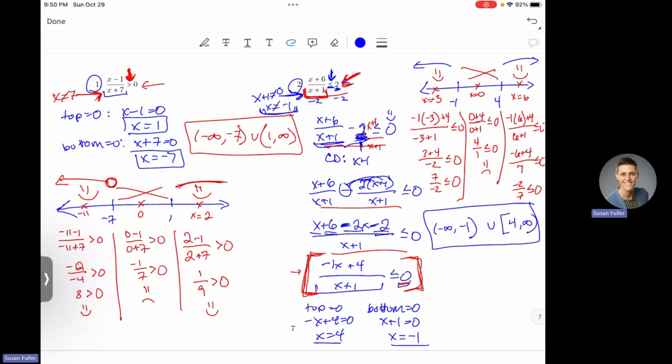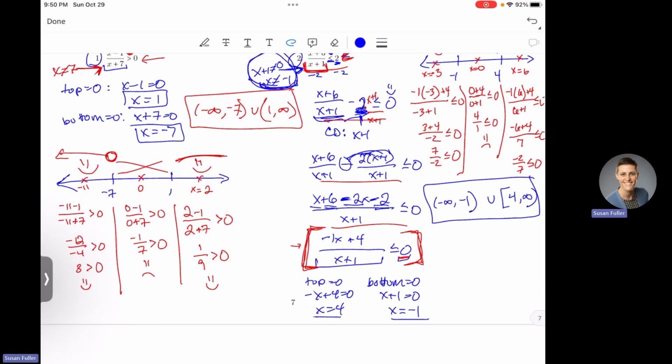So be very careful with your brackets and your parentheses in here. Let your inequality symbol drive your brackets or your parentheses as usual, except make sure that you never include any x values that came from the denominator because our domain rule says that we can't do that.